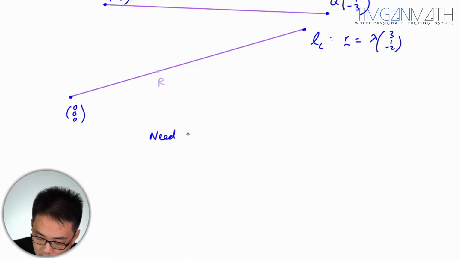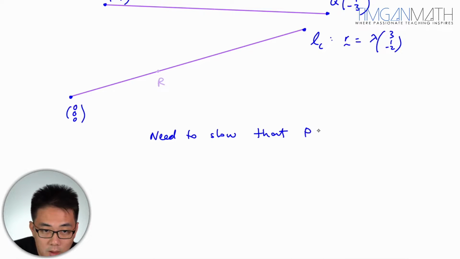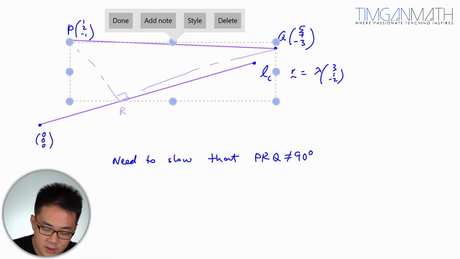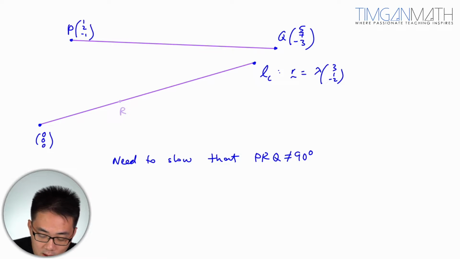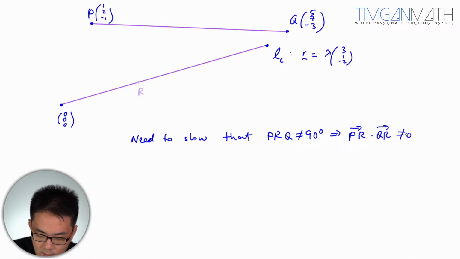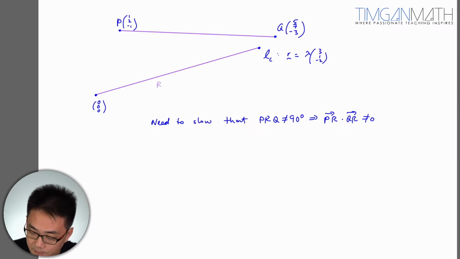Need to show that angle PRQ is not 90 degrees. In other words, we need to show that this cannot be 90. This diagram obviously is wrong, but we want to show that this could not be 90. In other words, we need to show that PR dot QR cannot be 0. That's one way to do it. You can just show that the dot product is not equal to 0, that it can't be 0.